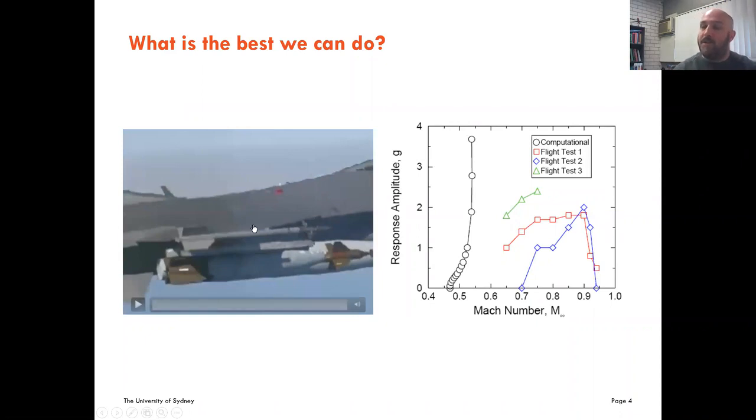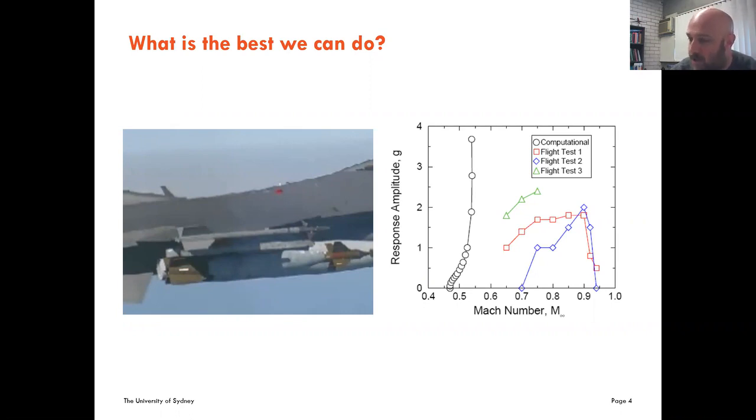And this is a problem. And we're trying to model these problems and understanding how they actually happen. On the right-hand side, you've got this graph of Mach number and response amplitude. In there, if you look at flight test 1, flight test 2, and flight test 3, those are the same flight condition for the same aircraft under the same conditions on 3 different days. And you can see that you get completely different answers.